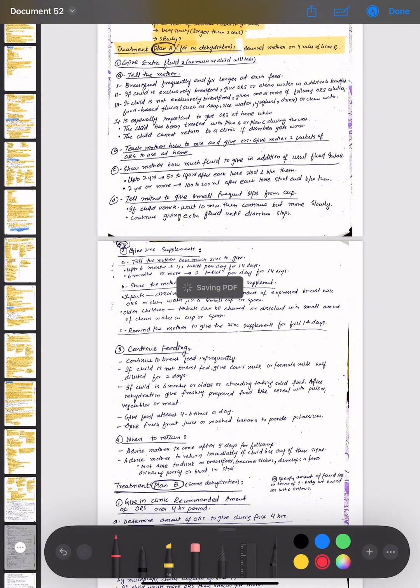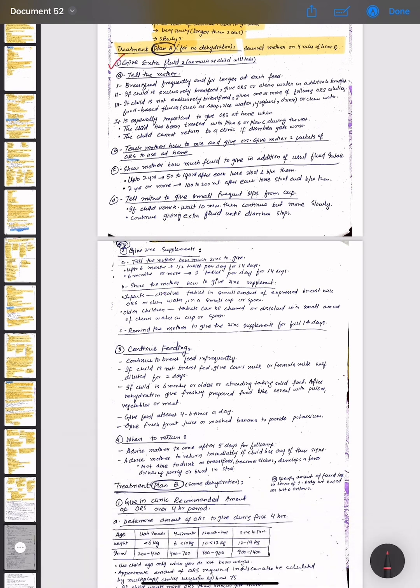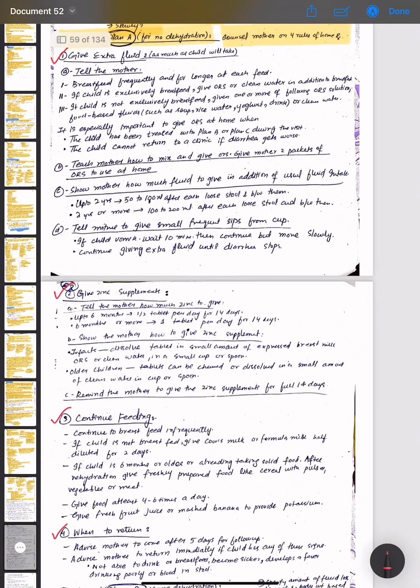First of all, let me highlight that: give extra fluid, then give zinc supplements, then continue the feeding, and then when to return. These are the 4 rules of treatment plan A for the no dehydration patient. Give extra fluid, give zinc supplements, continue feeding, and when to return.